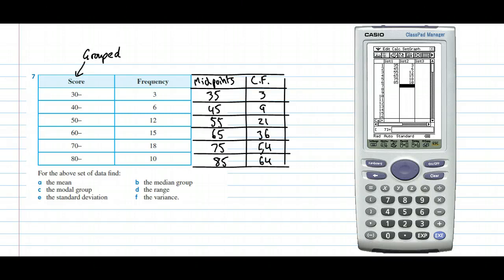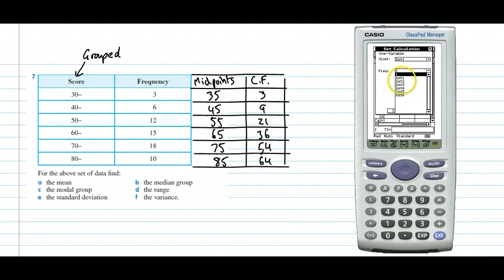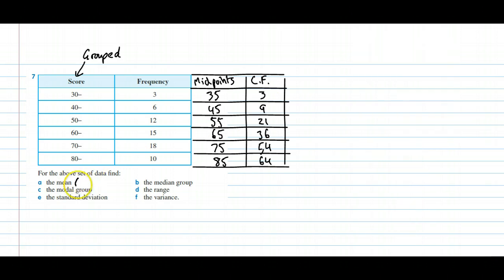Now we've reproduced the frequency distribution table in a slightly modified form in the calculator. When we go to calc one variable, we want list 1, where our midpoints are. But the frequency column was in list 2, so we need to choose list 2 there. Then we go OK, and we get all the statistics that we need. We've got the mean, x bar, 65.78. So 65.78 is our mean.